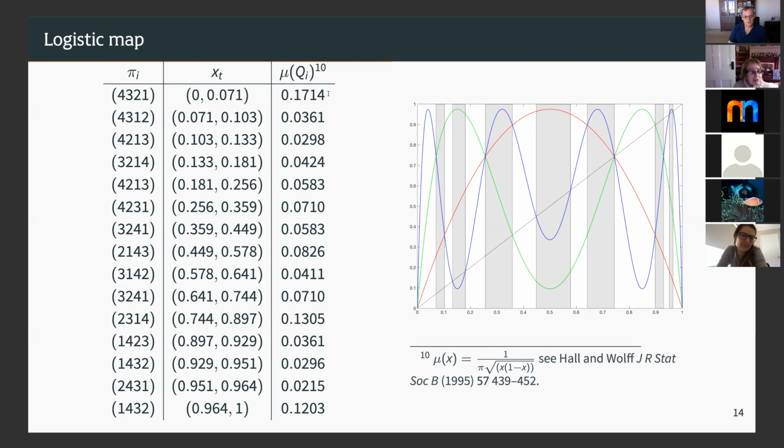I can also look at the probability of being in the interval. If I take a long time series and look at how frequently I am in the interval 0 to 0.071, which corresponds to how frequently I'm getting the permutation 4321, the frequency with which I appear in that interval is actually the measure on that interval of the system.